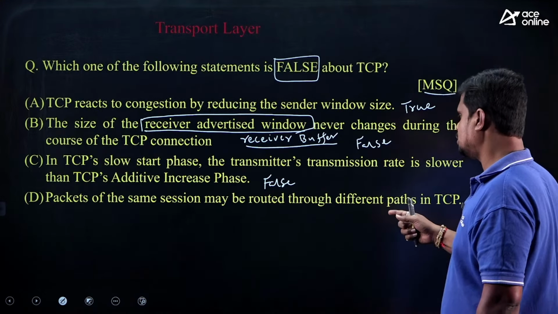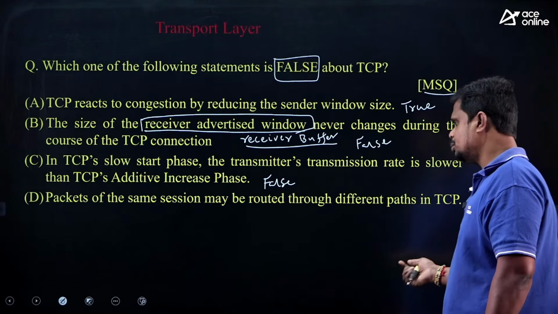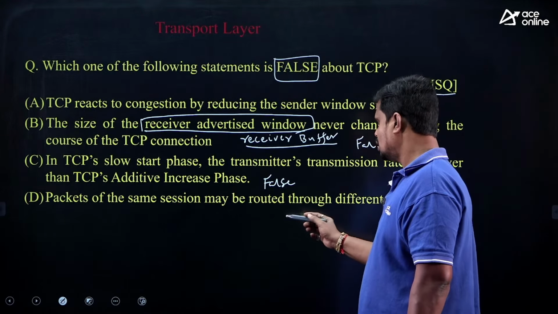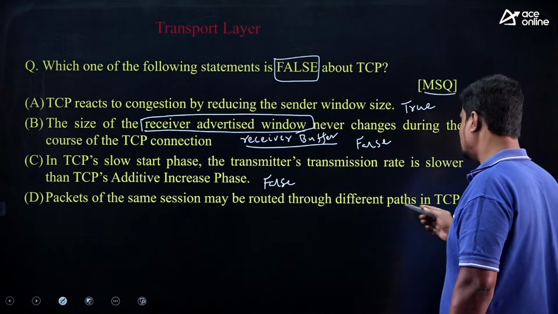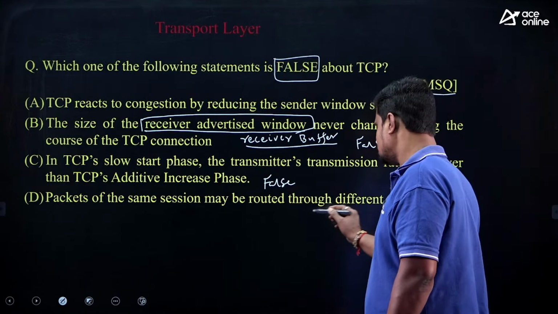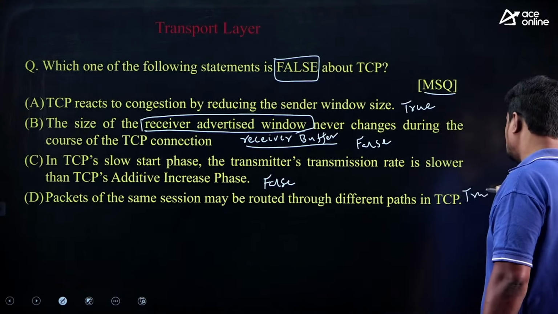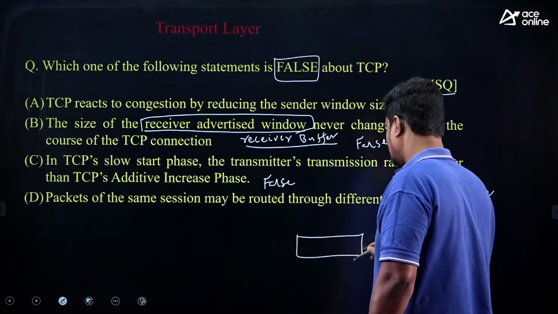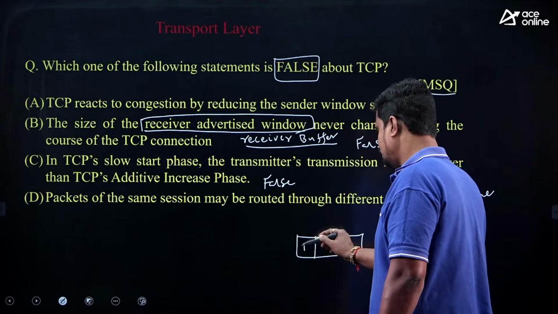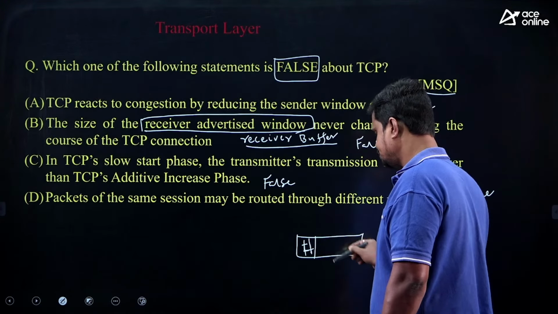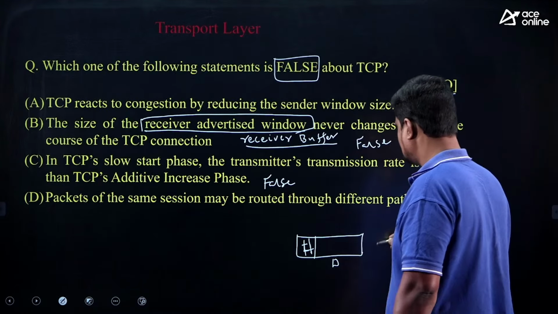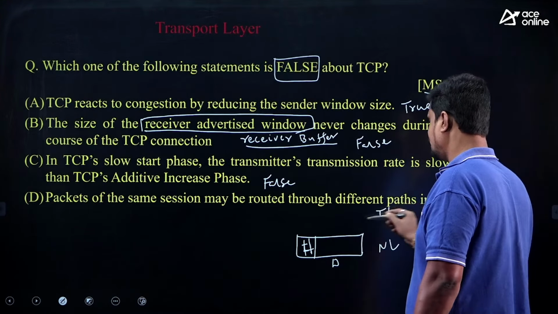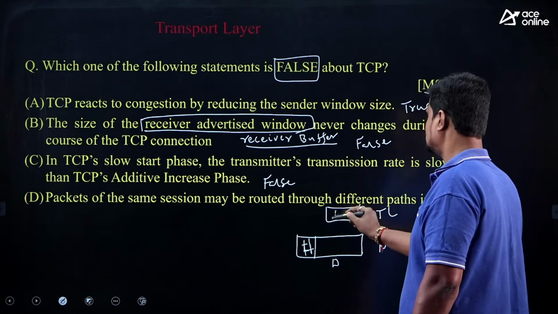Packets of the same session may be routed through different paths in TCP. This is a true statement. How is it true? You can say this is your network layer, having the IP header here and this is the data portion. At the transport layer, you have TCP here.